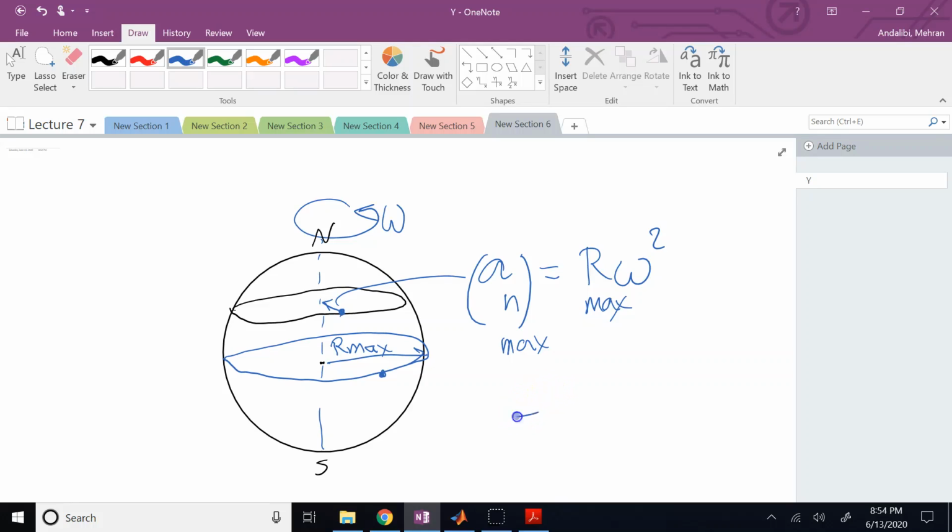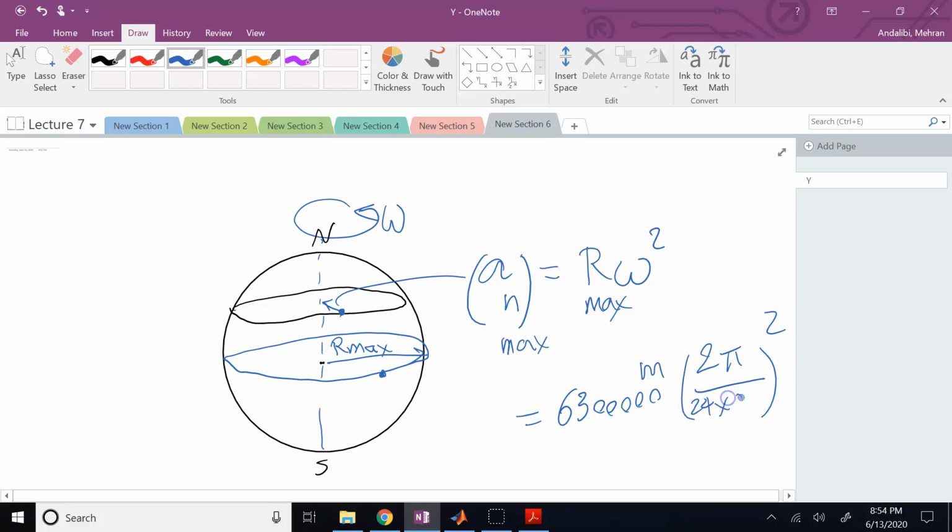And if you calculate it, the radius of the Earth is about 6,300 kilometers, or 6,300,000 meters. And what is omega of the Earth? It is 2 pi radians, or 1 full revolution, in how many hours? 24 hours. And 24 hours is how many seconds? 24 times 3,600. That is the omega of the Earth in radians per second. And when you do this, it is about 0.02 meters per second squared.